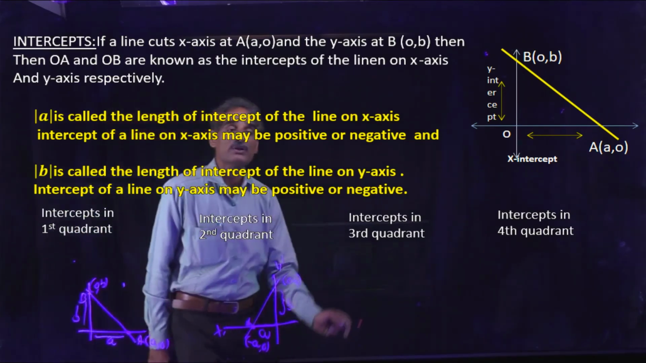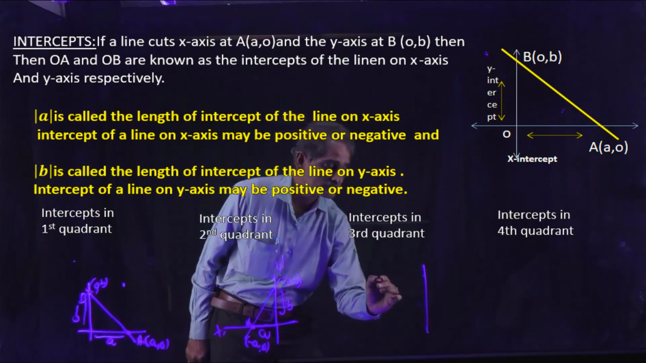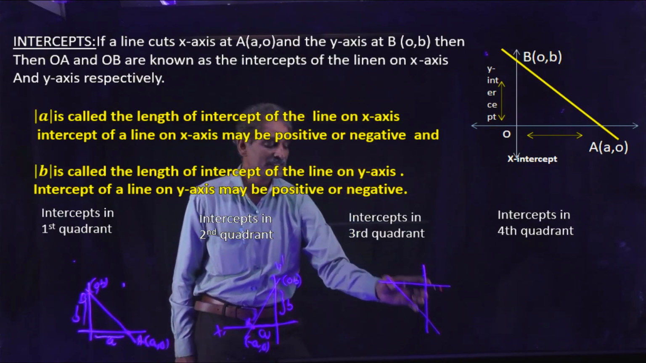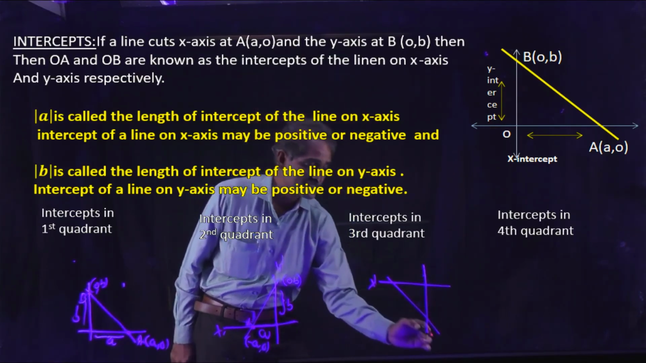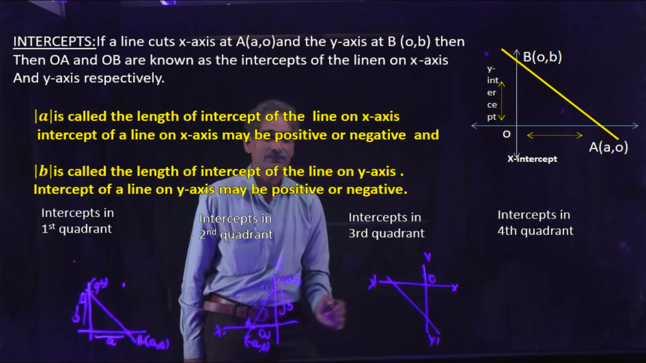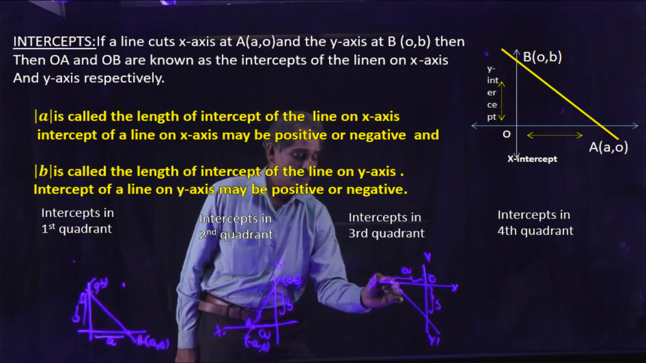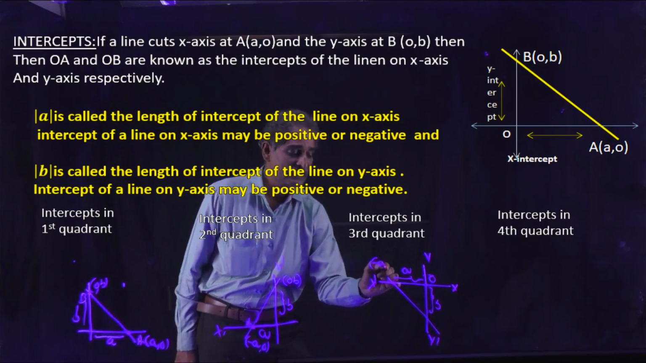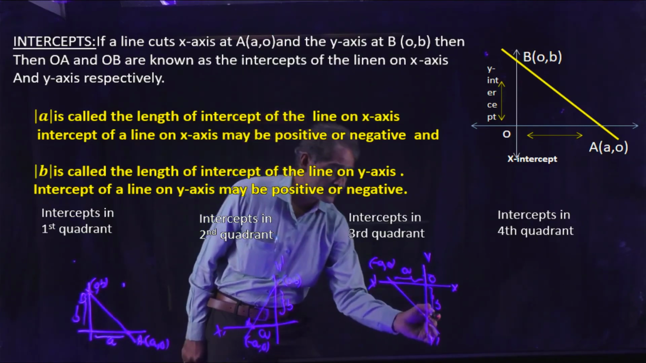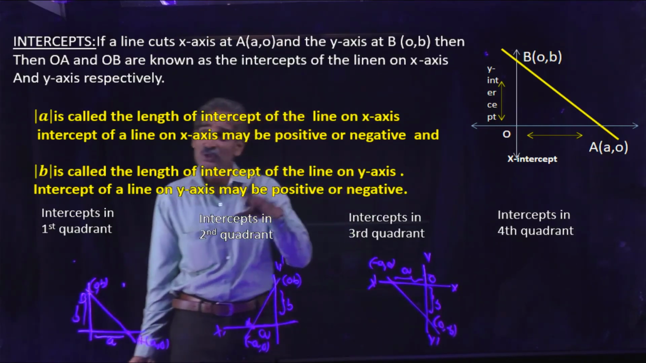Suppose we observe the third quadrant, what will happen? This is the position of the line intersecting the negative x-axis and negative y-axis. Let us consider this is x dash, this is y dash, this is x, this is y, and this is the origin. Here the lengths are the x-intercept A and the y-intercept B. Now the coordinates of this point are minus A comma 0. The x-intercept is negative in the third quadrant, and the coordinates of this point are 0 comma minus B. Length is always positive, intercept may be positive or negative.